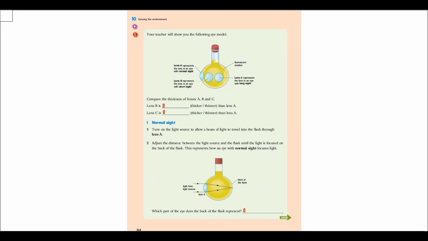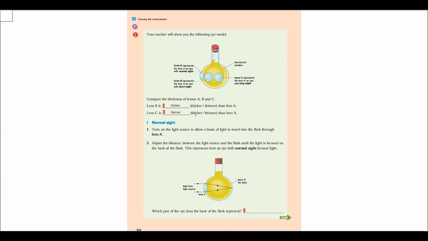Okay, so you have watched the video and you can see a similar device or setup in the video, right? There are three lenses: lens A, the normal eye; lens B, short sight; lens C, long sight. Lens B should be thicker than lens A, so you know that short sight is related to a thicker lens. If your lens is thicker, that means short sight. Lens C, long sight, should be the opposite, thinner. So thinner lens, long sight; thicker lens, short sight.